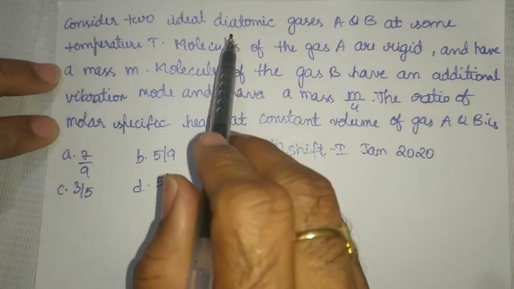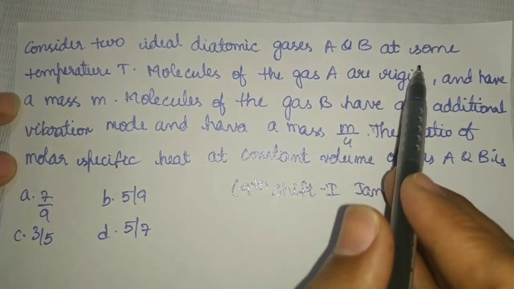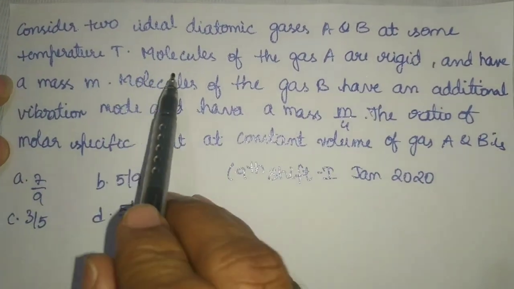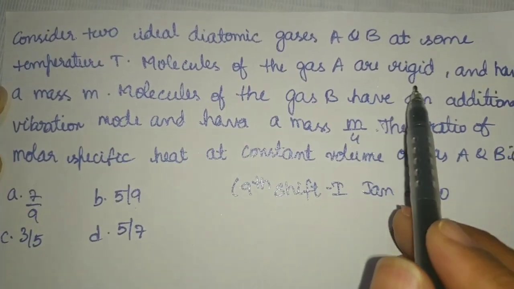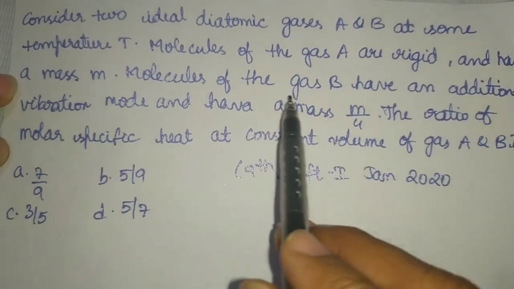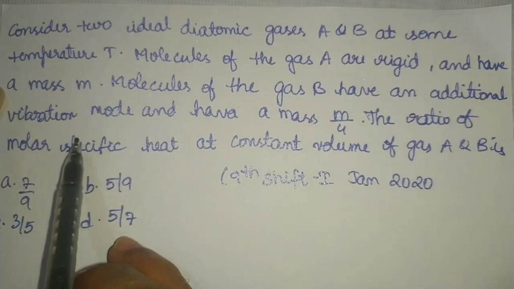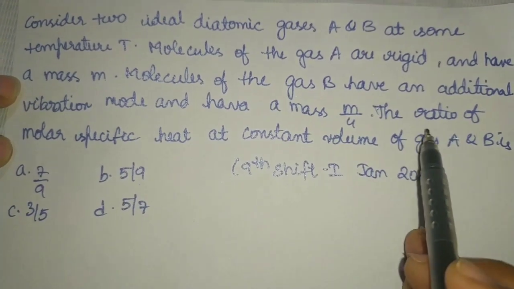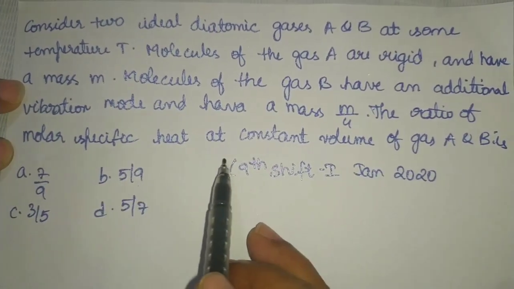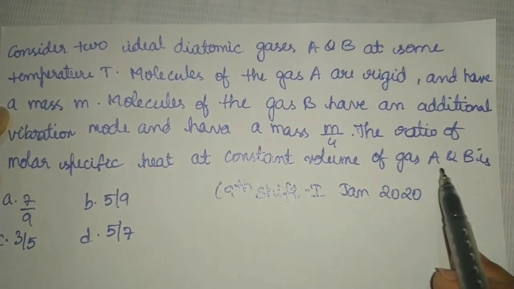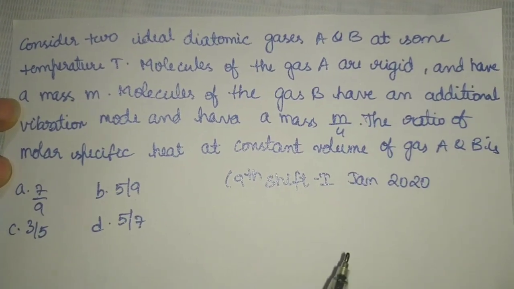Consider two ideal diatomic gases A and B at the same temperature. Molecules of the gas A are rigid and have a mass m. Molecules of the gas B have an additional vibration mode and have a mass m by 4. The ratio of molar specific heat at constant volume of gases A and B is.